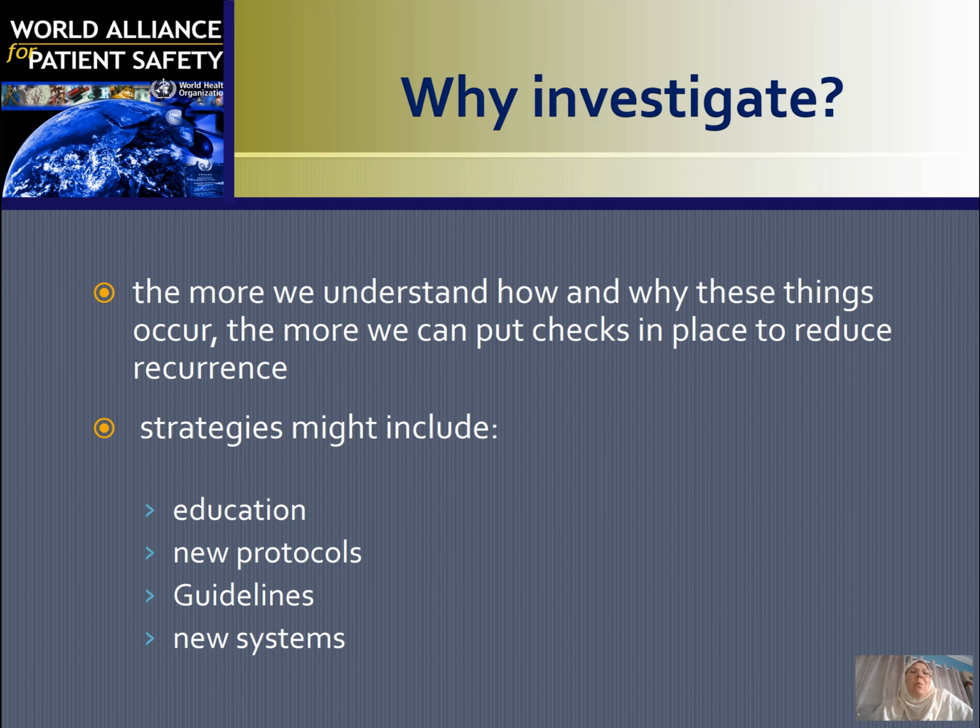So what should be done instead? It is important to investigate why an error occurred. The more we understand how and why errors happen, the more checks can be put in place, the more ways can be looked at to reduce recurrence. Strategies might include, and this is not an exclusive list, many different ways: education, new protocols, guidelines, new systems. As I said in my examples, it might include creating a new work area where clinicians can sit without distraction to write drug charts, for example.